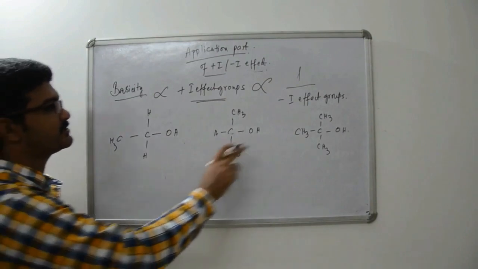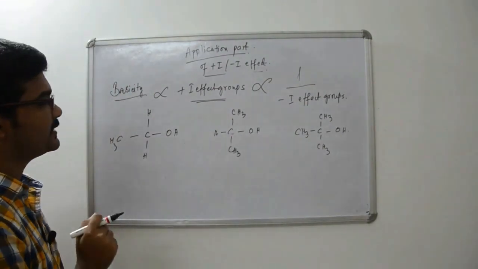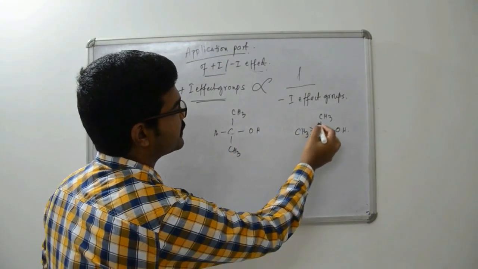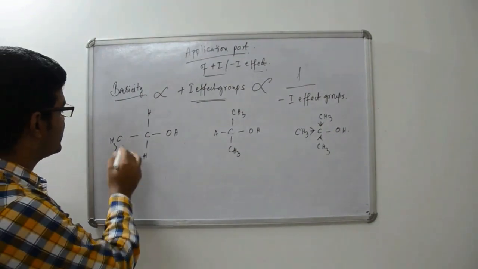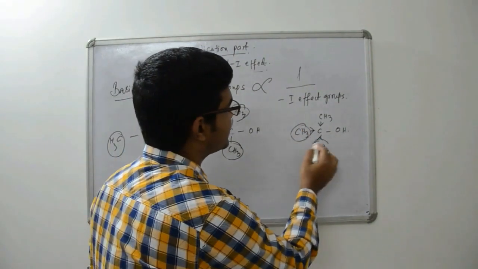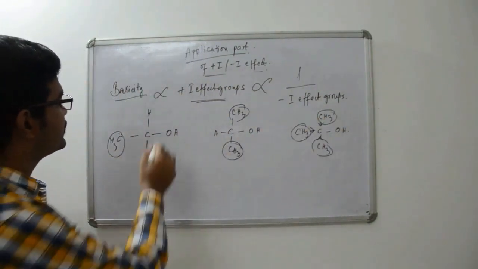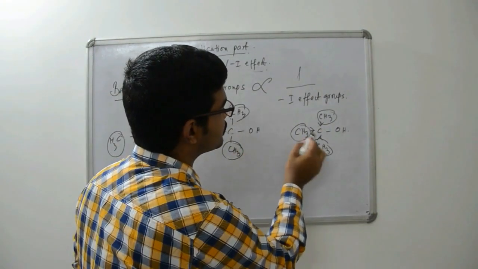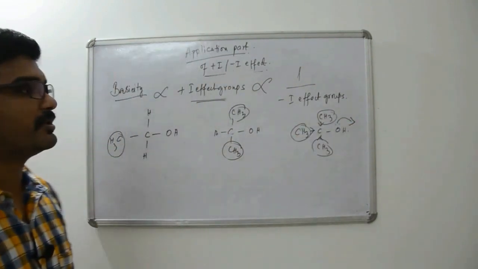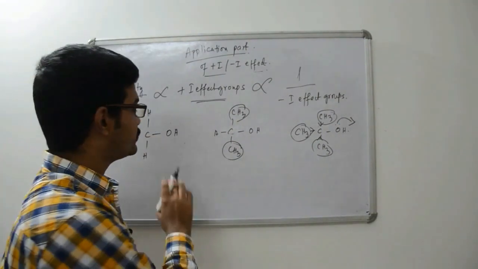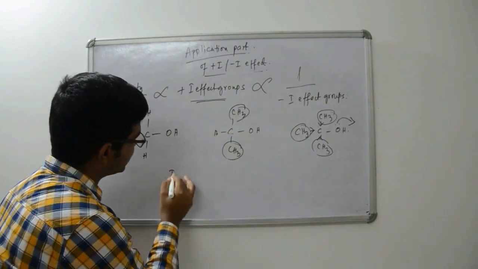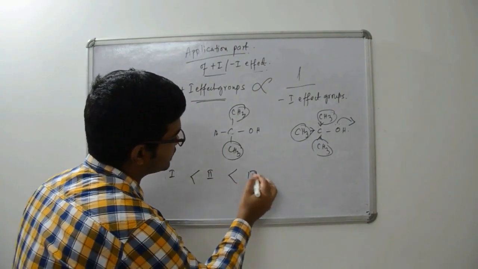If we consider these 3 alcohols, we will see that as we move from left to right, the number of plus I effect groups increases. Here only 1 methyl, here 2 methyl groups, and here we have 3 methyl groups. Therefore, these 3 methyl groups will donate more electrons, and hence the donation of this lone pair of electrons will be easier. So if we move from left to right, the basicity of these alcohols will increase. So the basicity order will follow this trend.